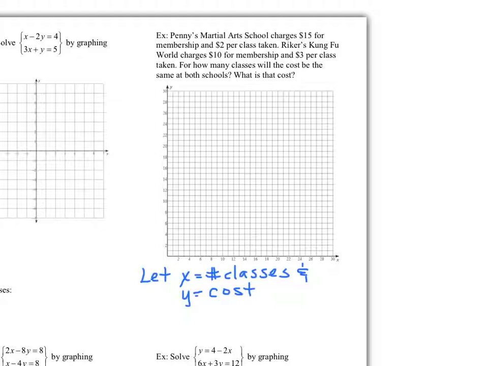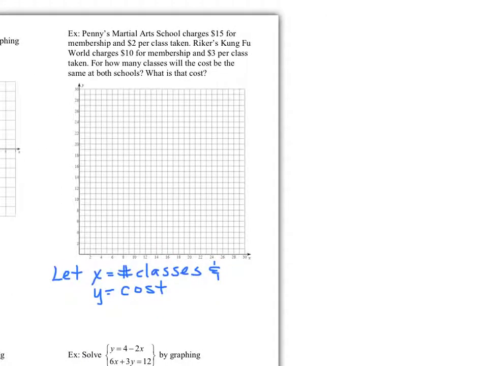So we need to come up with two equations, one for each school. And now that we have the variables picked out like this, the equations won't be so hard to write. Penny's Martial Arts School charges $15 plus an additional $2 per class taken. So for that school, the cost, or y, is equal to, I'm going to write it in slope-intercept form, so the x term first. It's $2 per class taken, so 2x, plus the $15 membership fee. And then for Riker's school, the cost is $3 per class, or 3x, plus the $10 membership fee.